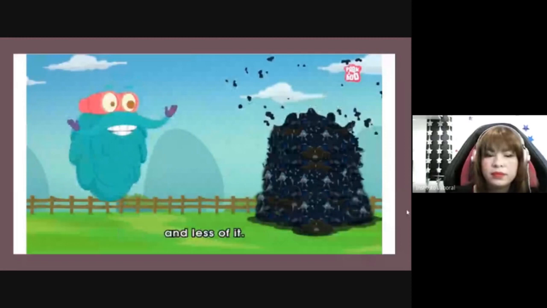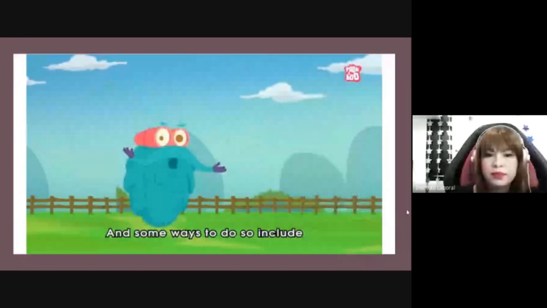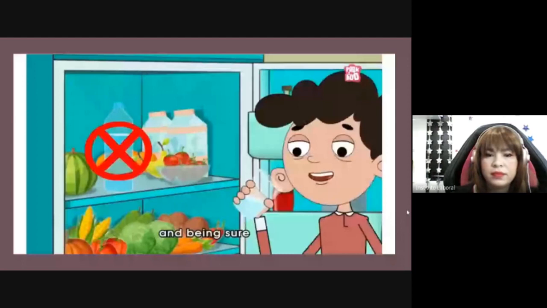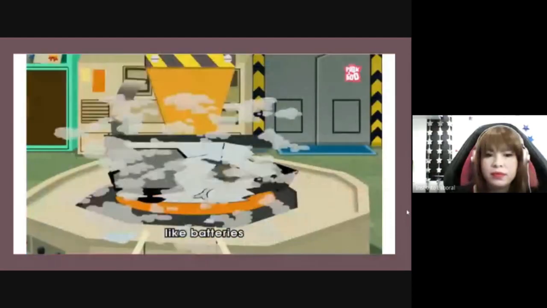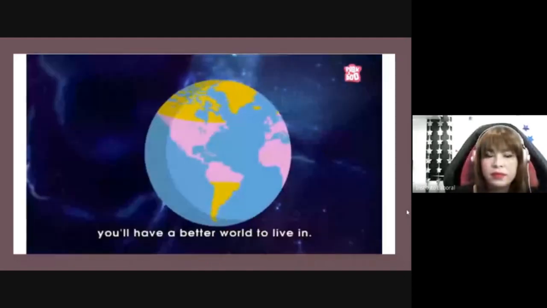But the most important thing you can do to control waste is by producing less and less of it. Some ways to do so include not using paper napkins or paper towels unless you absolutely need one, drinking water from a cup rather than a plastic bottle, and being sure to properly dispose of harmful trash like batteries and computer equipment. And soon you'll have a better world to live in.